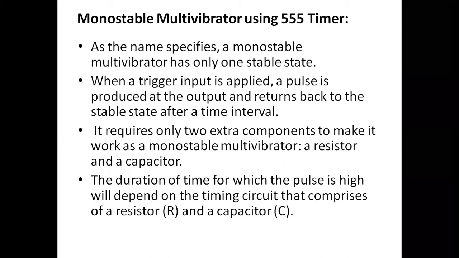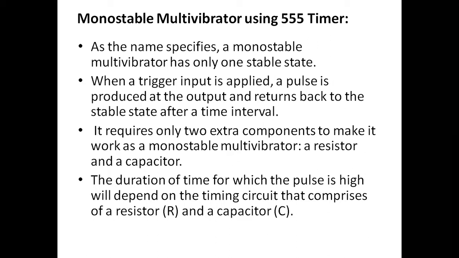As the name specifies, the monostable multivibrator has only one stable state and the other state is unstable. That means when the trigger input is applied, a pulse is produced at the output and returns back to the stable state after some time interval. So it consists of only a single stable state and the other state is unstable.